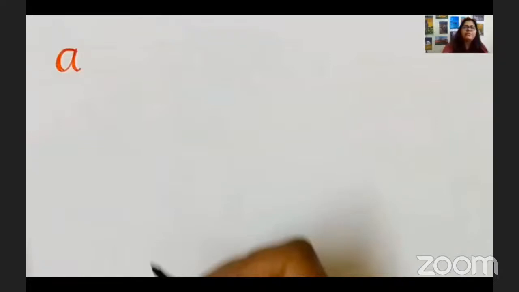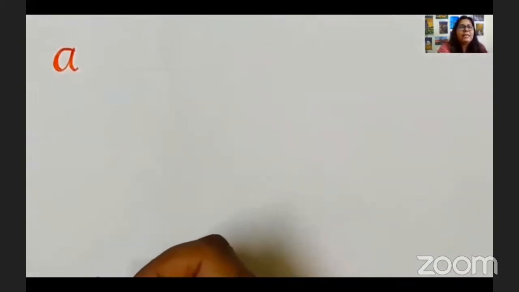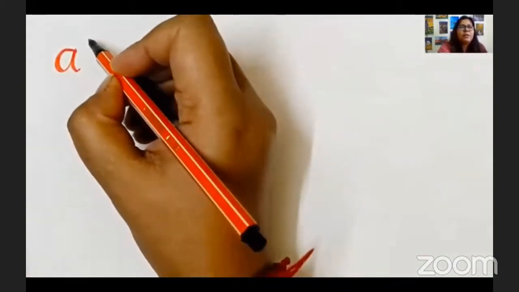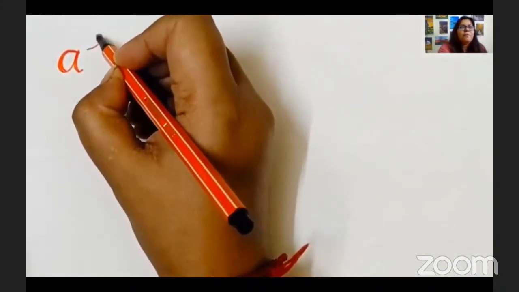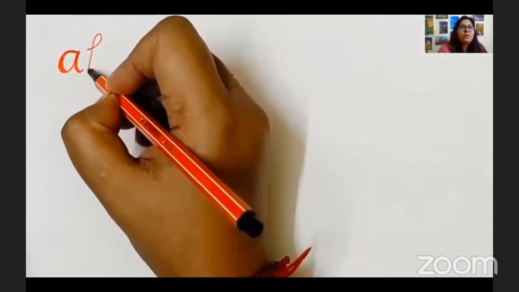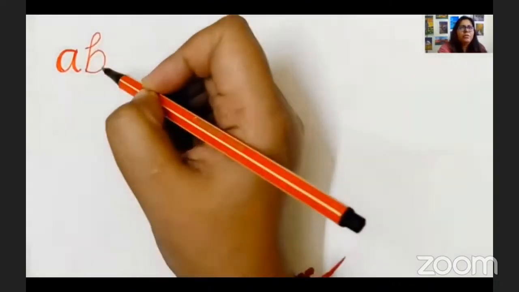Okay, next we will move on to B. So now next, let us make the letter B. So B is written like this. One curve at the top, go down, up, down, and close.